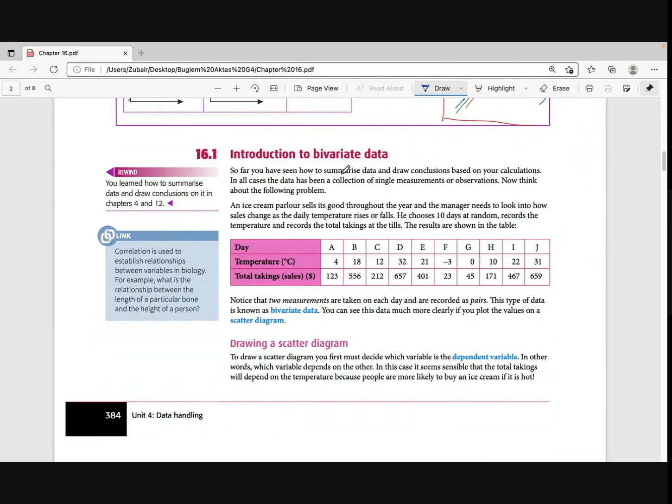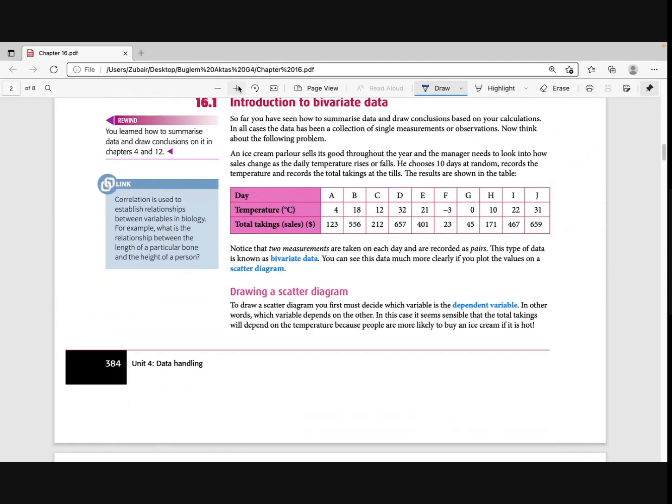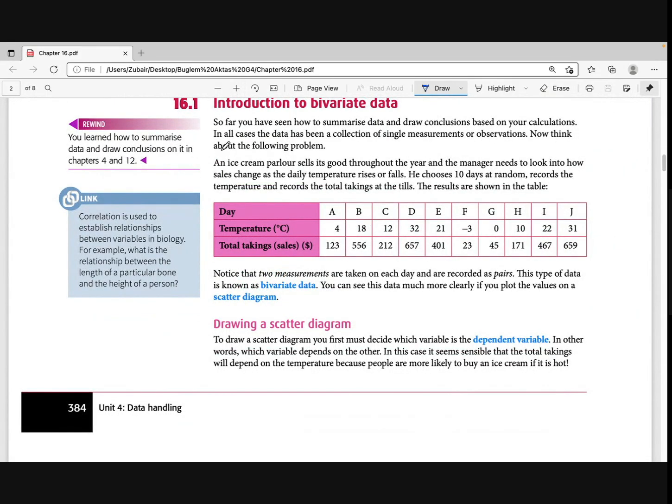Introduction to bivariate data. So far, you have seen how to summarize data and draw conclusions based on your calculations. In all cases, the data has been a collection of single measurements or observations. Now think about the following problem. An ice cream parlor sells its goods throughout the year, and the manager needs to look into how sales change as the daily temperature rises or falls. He chooses 10 days at random, records the temperature, and records the total takings at the tills. The results are in the table.